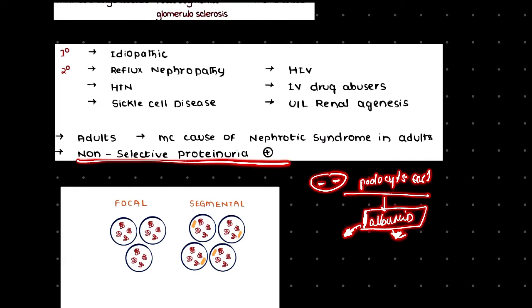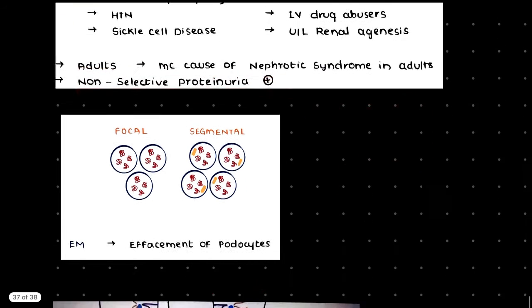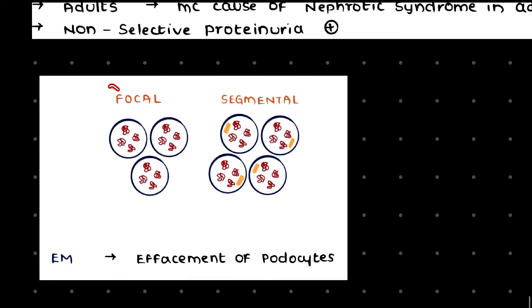But here it is non-selective, that means not only albumin but also other different types of proteins, which are of larger molecular mass, will also get filtered. Now, as we have already mentioned, focal, segmental. What does focal mean? Focal means only a few glomeruli are affected, and segmental means that when we look at individual glomeruli, we will see only some segments, some patchy involvement, are affected.